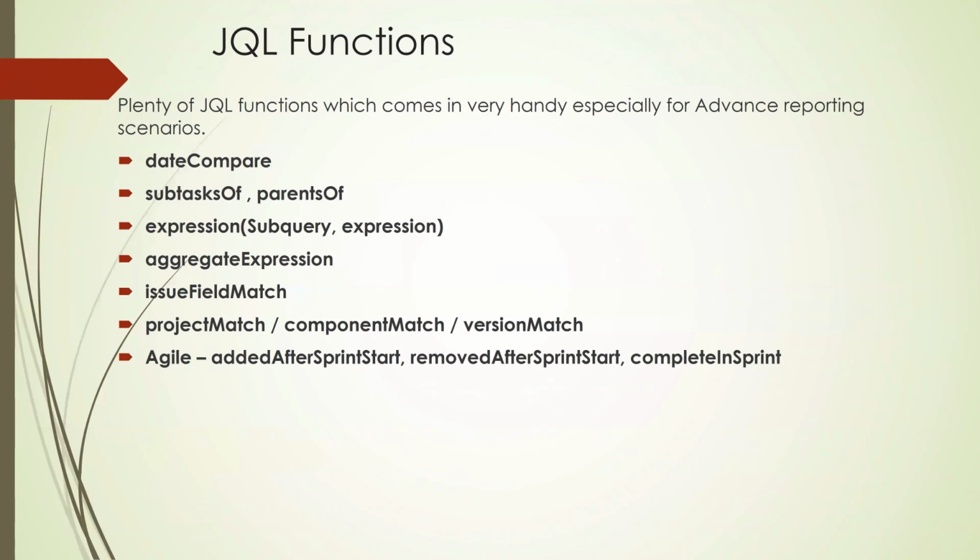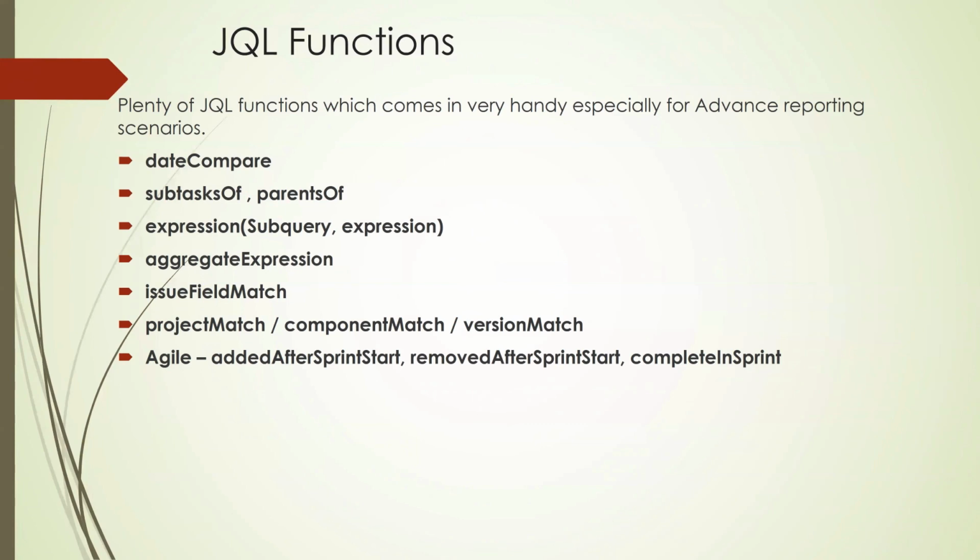Then you have expression, aggregate expression, issue field match, which accepts regular expression, project match, and then you have the added after sprint date. Get me all the issues that were added after the sprint start, and you enter the name of the board and the sprint. So these are very helpful. You can refer to the documentation for detailed syntax, but for day-to-day usage, these are very helpful actually. There are others as well, but these are the ones which I found very helpful, and I would like to add a couple more to them.